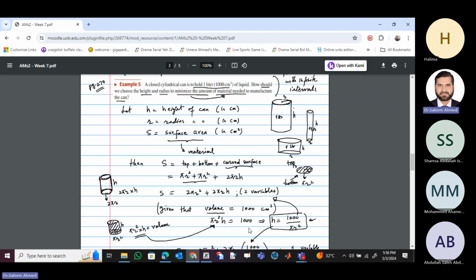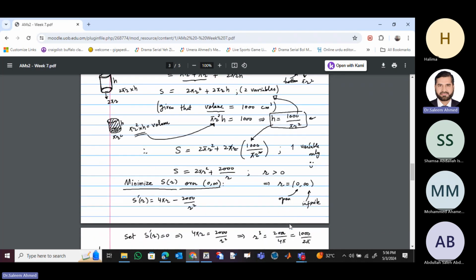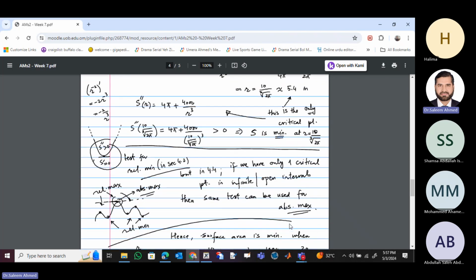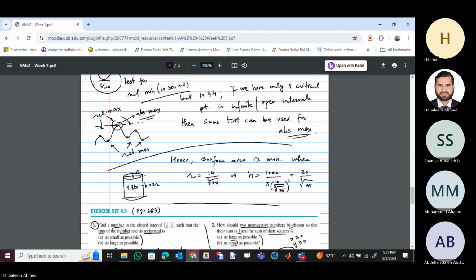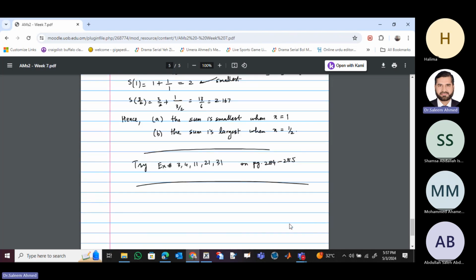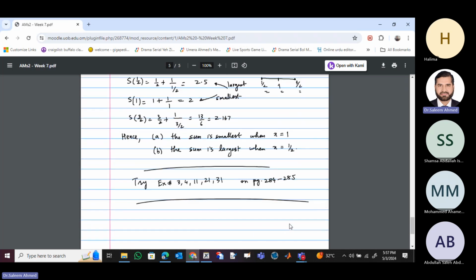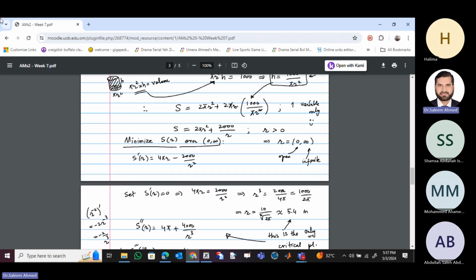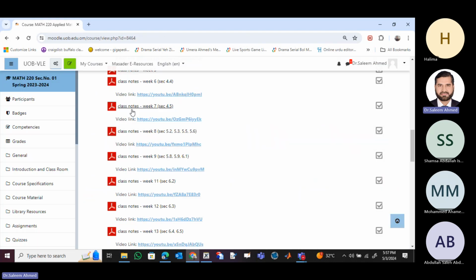Pi r square h will become 500, so h will become 500 by pi r square. That's what you will put in the surface area problem and you get the answer. This will give you a lot of practice, I guess. I even did questions 1 and 2 from the exercises and left the others to you, right? If you can do these 5 problems, I think you can ace this question in the exam as well. The videos are also recorded and posted over there. If you can see, YouTube videos are there, right?